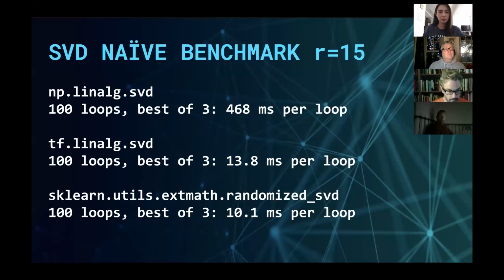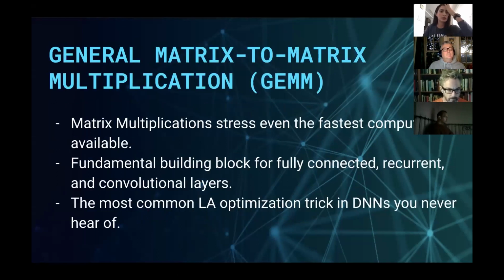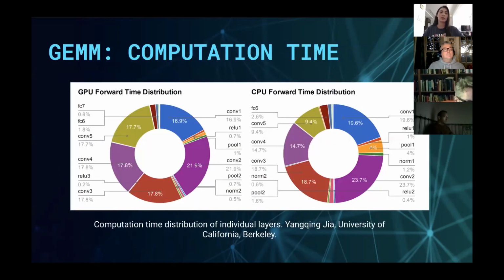So what's the gain? So there is this other algorithm that is called general matrix to matrix multiplication, GEMM. So again, matrix multiplications can stress even the fastest computers available, but GEMM is the fundamental building block for fully connected and convolutional layers mostly. I don't know if you have heard about general matrix to matrix multiplication before, but it's the most common numerical linear algebra optimization trick in deep neural networks, but you never hear of it. So it's like everywhere, and we're gonna see the details about it here.